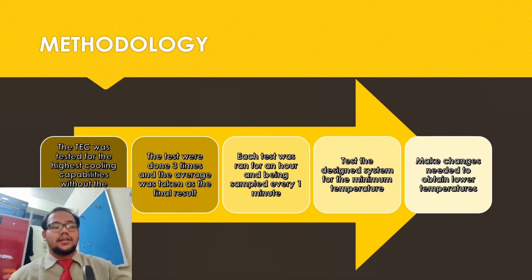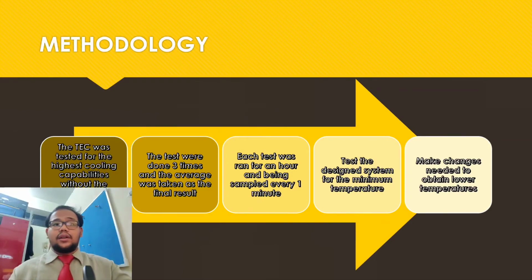So the methodology that we are going to use to test our system is, first, we are going to test the TEC for its highest cooling capabilities without the heatsink at the cold side, because we want to test the minimum temperature that it can go. After that, we are going to test it about 3 times and take an average as our final result. Each test will be run for an hour, and it will be sampled every 1 minute. The sampling is done by recording a video, and we move the cursor from one minute to another.